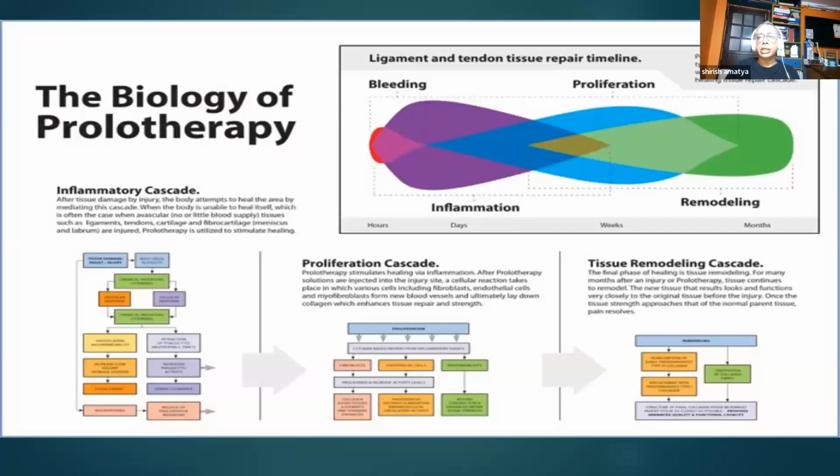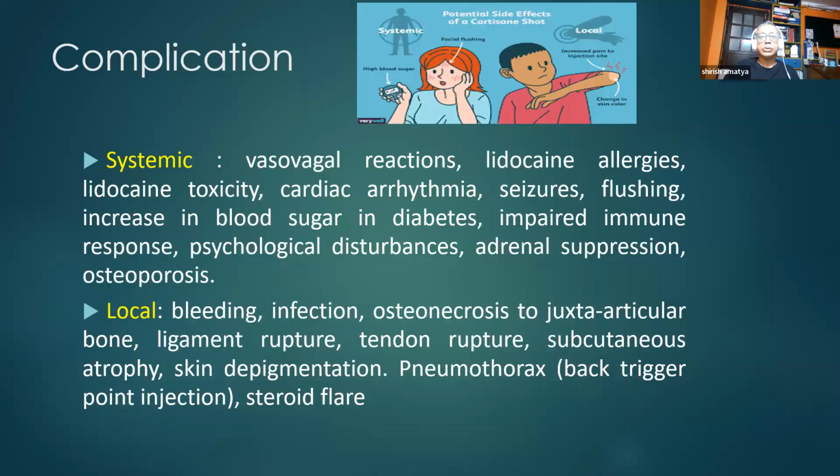So this slide shows the various steps of prolotherapy, where first of all we induce inflammation by injecting PRP or dextrose, which will initiate the local inflammatory cascade. After the inflammation, the stages of proliferation will start, and finally the remodeling will occur. There are various complications with the use of steroids, and very few with dextrose.